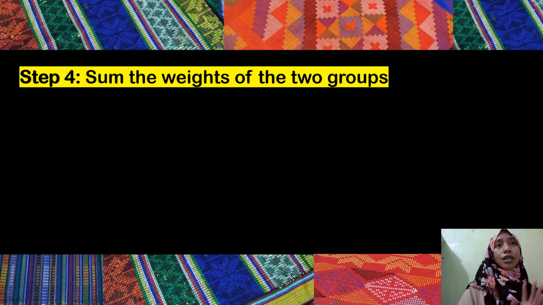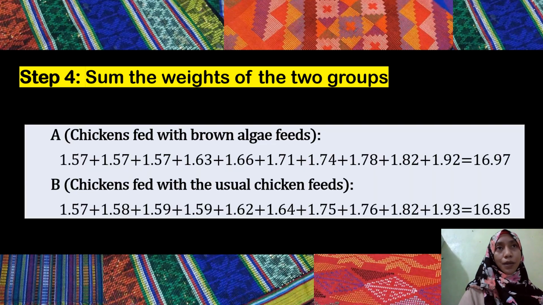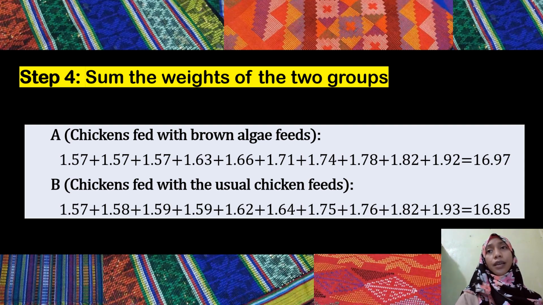Step 4 is to sum the weights of the two groups. So for the first group, we simply add all the weights of all the chickens fed with the brown algae feeds, the total of which is 16.97 kilograms. And then next we add all the weights of the chickens fed with the usual chicken feeds, the total of which is 16.85. So that is the sum of the weights of the two groups.